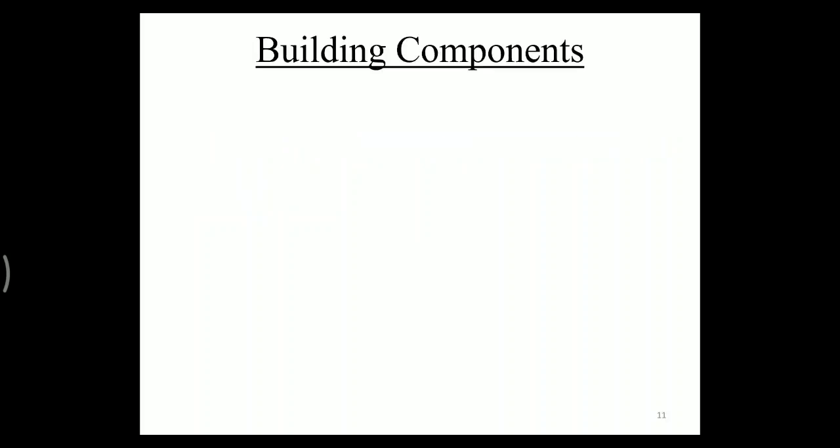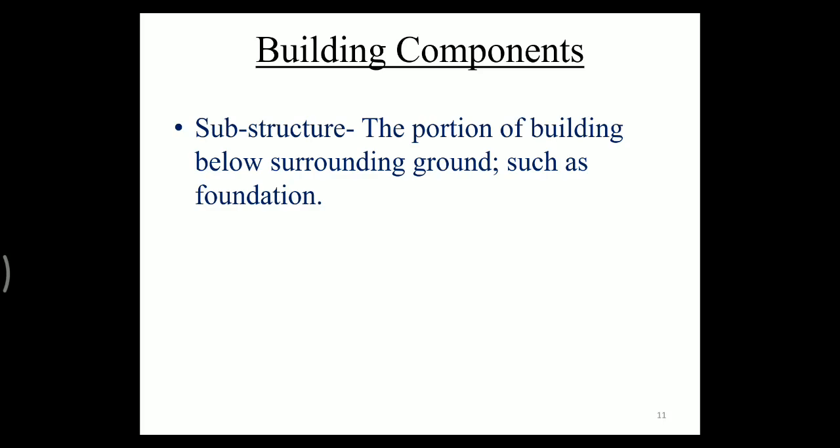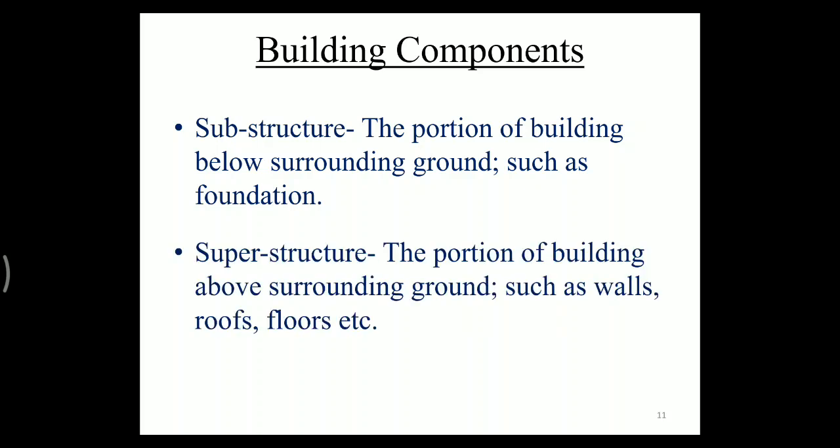Now here is building components. There are mainly two types of building components. First is a substructure and the second is superstructure. The substructure is the portion of a building below surrounding ground, that is structure below ground level such as foundation. And the superstructure is the portion of a building above surrounding ground, that is the portion above ground level. The components that fall in this superstructure are walls, roofs, floors, etc.